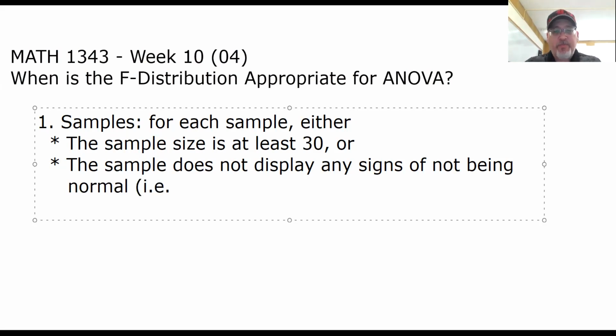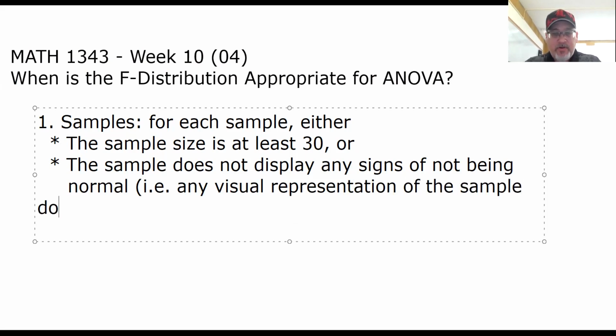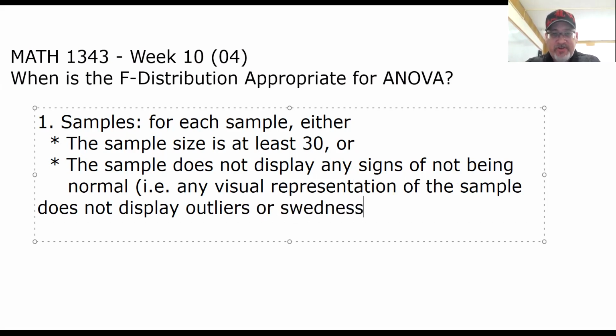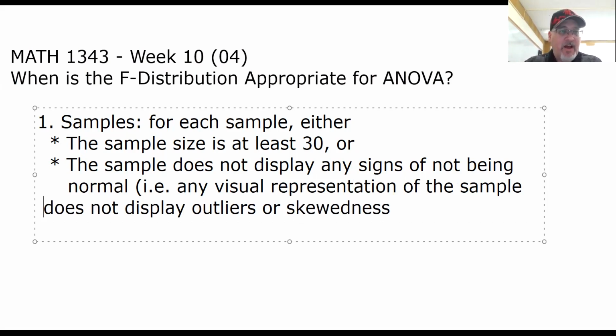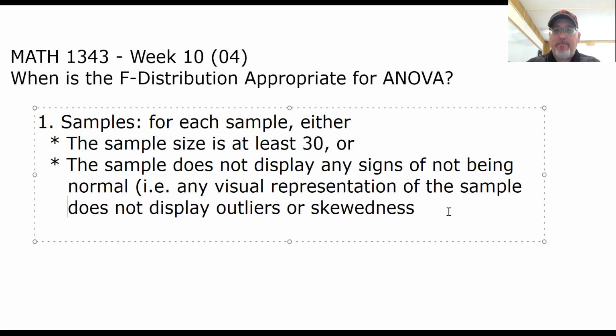In other words, any visual representation of the sample does not display outliers or skewedness. Skewedness, so skewed left or skewed right. I'll show you an example of what I mean by that, and then we'll get to the second criteria.